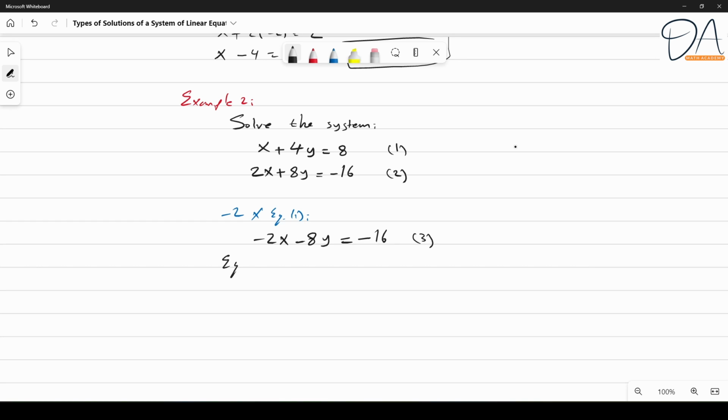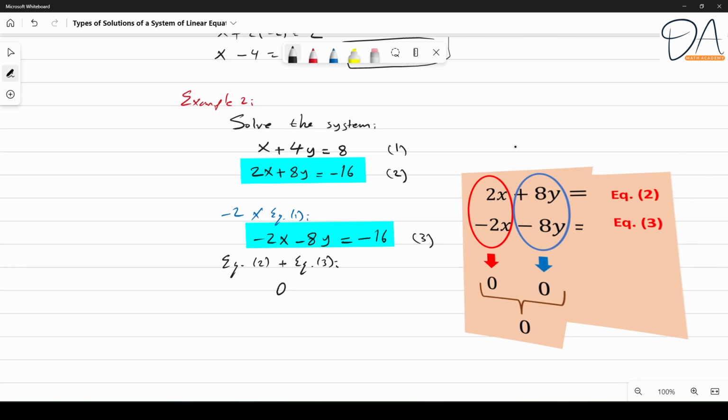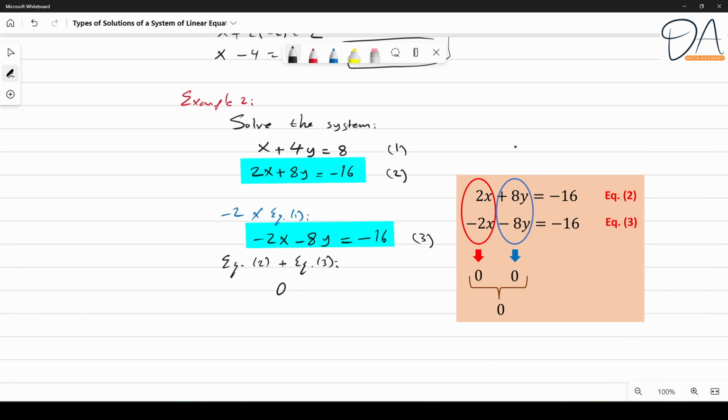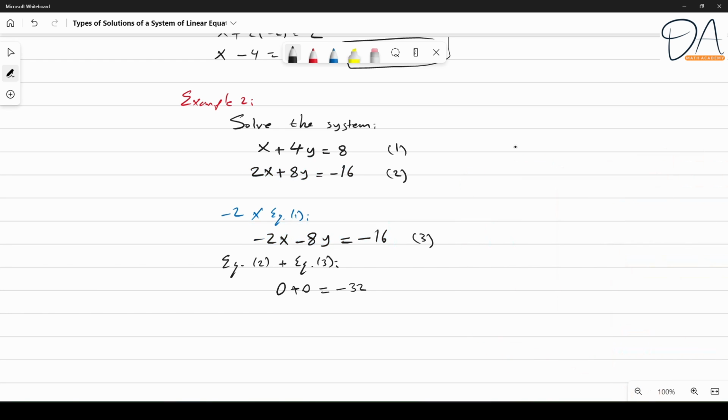So then equation 2 plus equation 3: 2x plus minus 2x, they cancel out. In other words, we are getting 0. Similarly, 8y and minus 8y, you are getting another 0, equal to minus 16 and minus 16, that is minus 32. What we have here actually is 0 equal to minus 32. We know this is not true. 0 is not equal to minus 32. It's not equal.